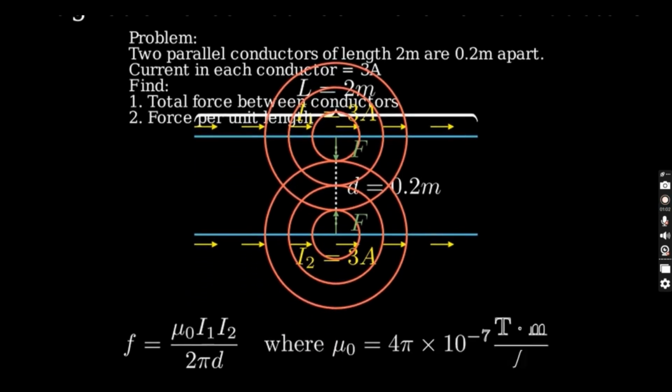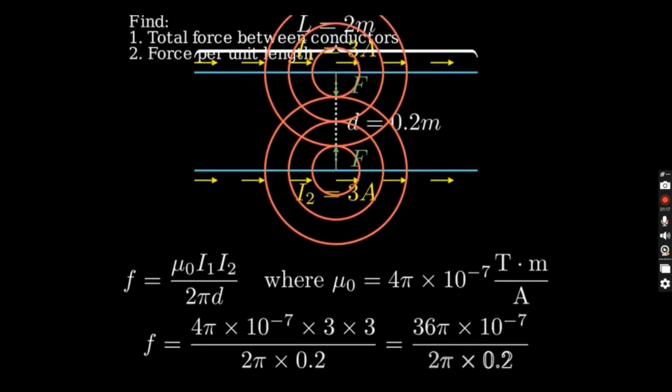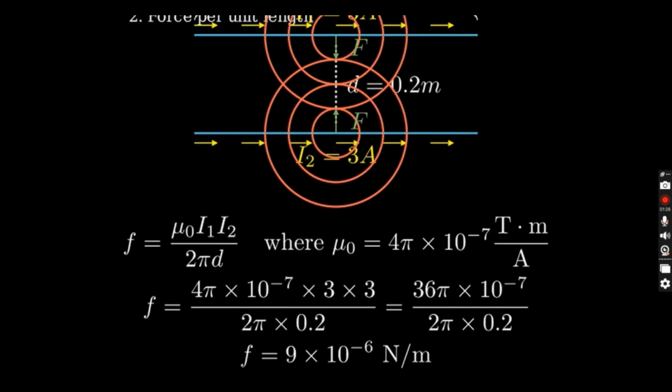F equals mu naught times I1 times I2 divided by 2 pi times d, where mu naught is the permeability of free space, equal to 4 pi times 10 to the minus 7 Tesla meters per ampere. Let's substitute our values into the formula. We have 4 pi times 10 to the minus 7 times 3 amperes divided by 2 pi times 0.2 meters. After simplifying, we get 9 times 10 to the minus 6 newtons per meter.